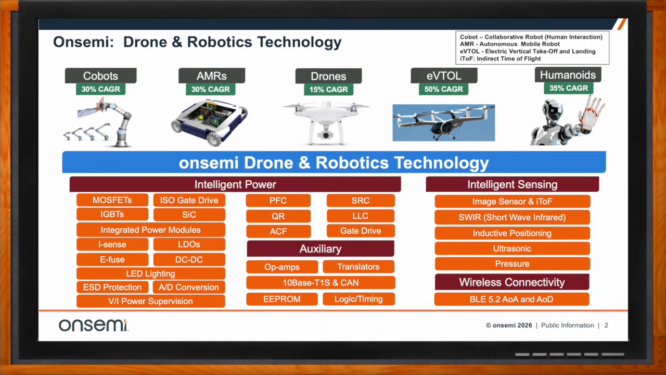If you go back to the AMRs, if you replace those wheels with propellers, a lot of the same technology that's in the AMR is also in the drone. And likewise, if you take the drone and replace those propellers with the joints in the humanoid, the brushless DC motors that are driving the propellers, they drive the joints, and then a lot of that technology transfers over as well. So we have a lot of intelligent power products that are listed here, as well as intelligent sensing. I'll go through a lot of these through this presentation.